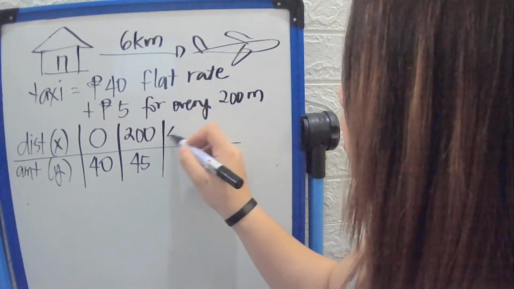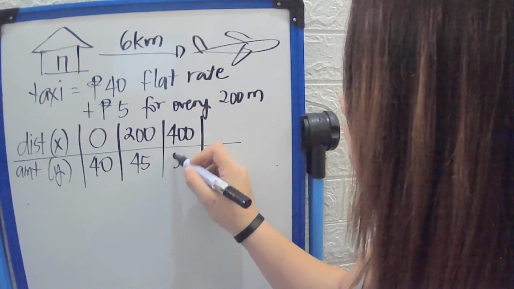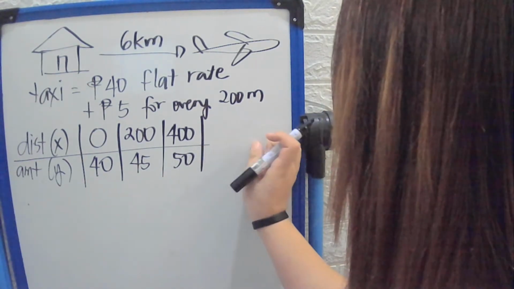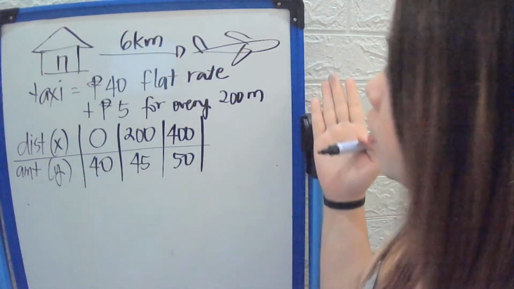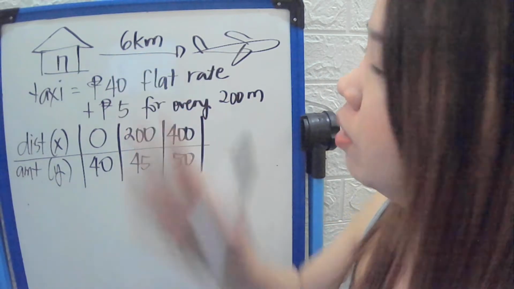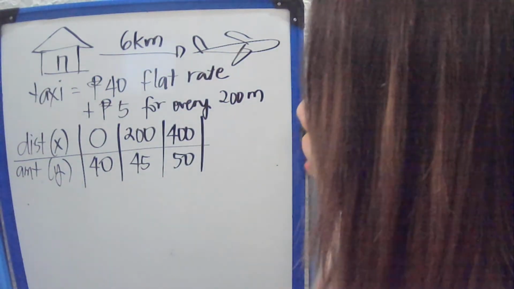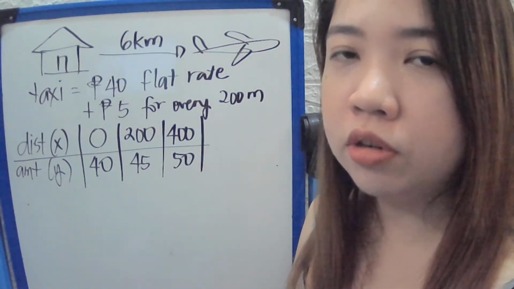Another 200 meters, so 400 meters traveled from your house. Ang babayaran mo na doon ay 50 pesos. Okay. Now, ang tanong sa'yo dyan, magkano yung babayaran mo from your house going to the airport kung meron kang i-travel na 6 kilometers? Okay, so ang gagawin natin muna is to create the equation of the line.